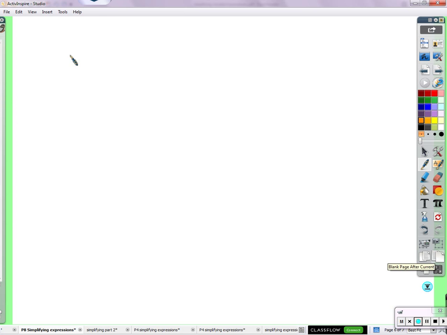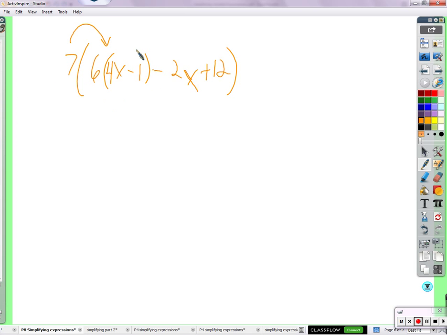Six. 7 times 6 times x over 4x minus 1 minus 2x plus 12. I could distribute this 6 into this parentheses. You see the 7 outside this parentheses here. I could distribute the 7 at this point if I wanted to as well. So to do it correctly, if I were to distribute the 7, I need to distribute to this, distribute it to this, distribute it to this.